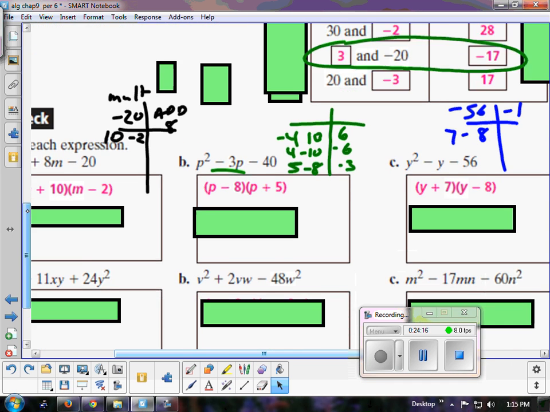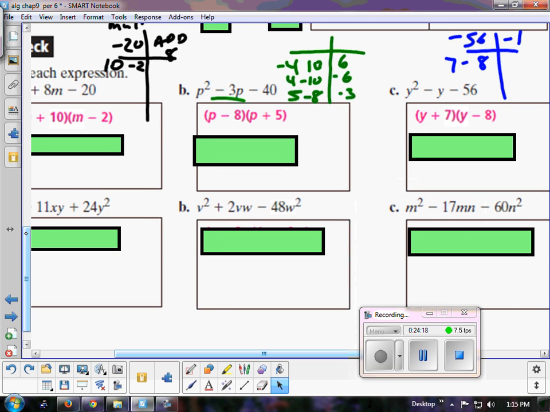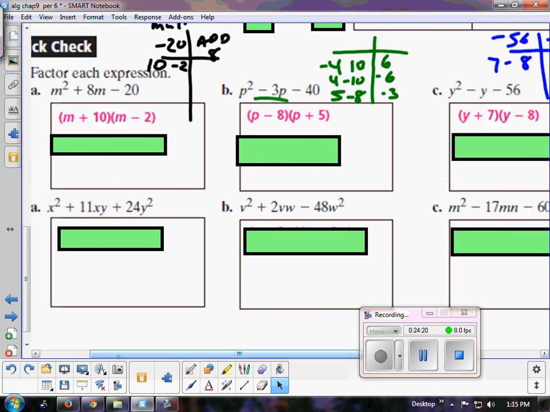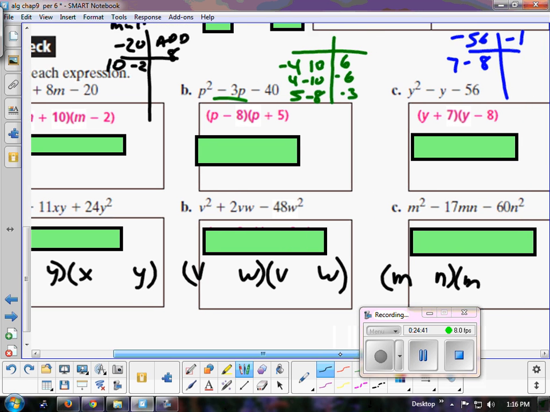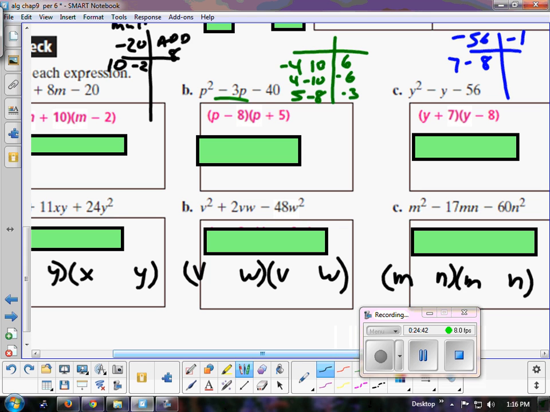Okay, the last questions here. These are the double variable ones. So all of your answers are going to have two variables, an x and a y. But you have to figure out the number that goes in front of y for each one by doing the same method. And same thing with v and w, and the same thing with m and n. Yes, just like m and n.